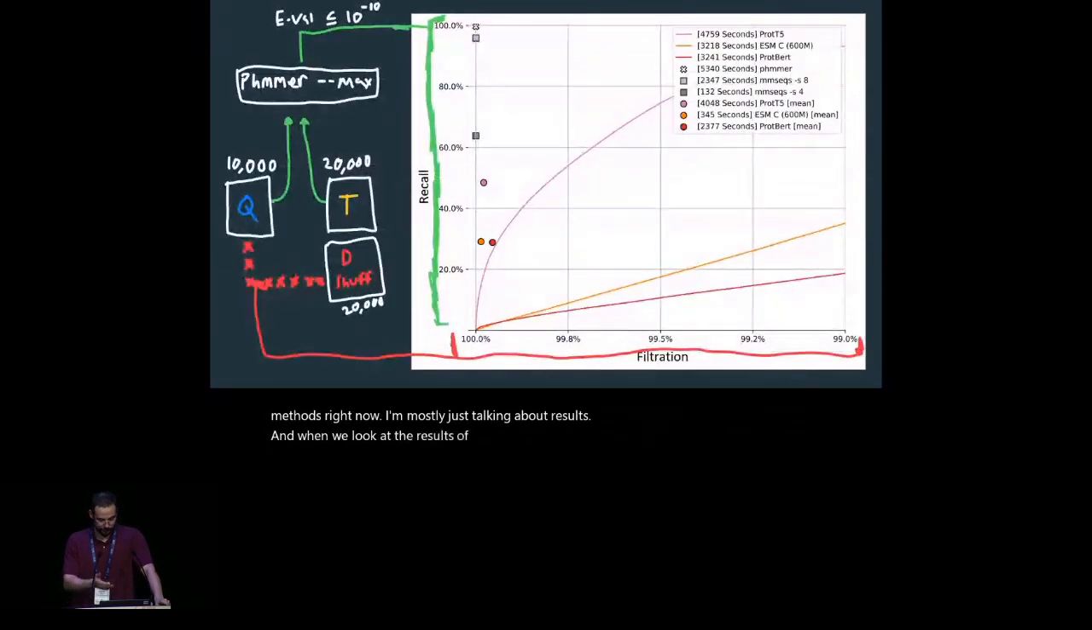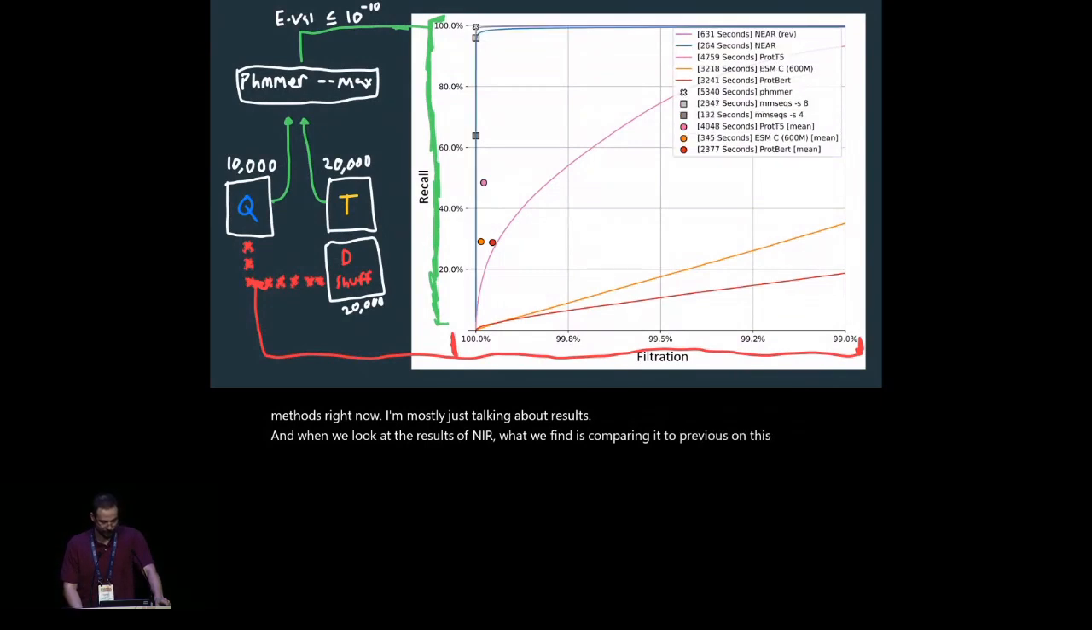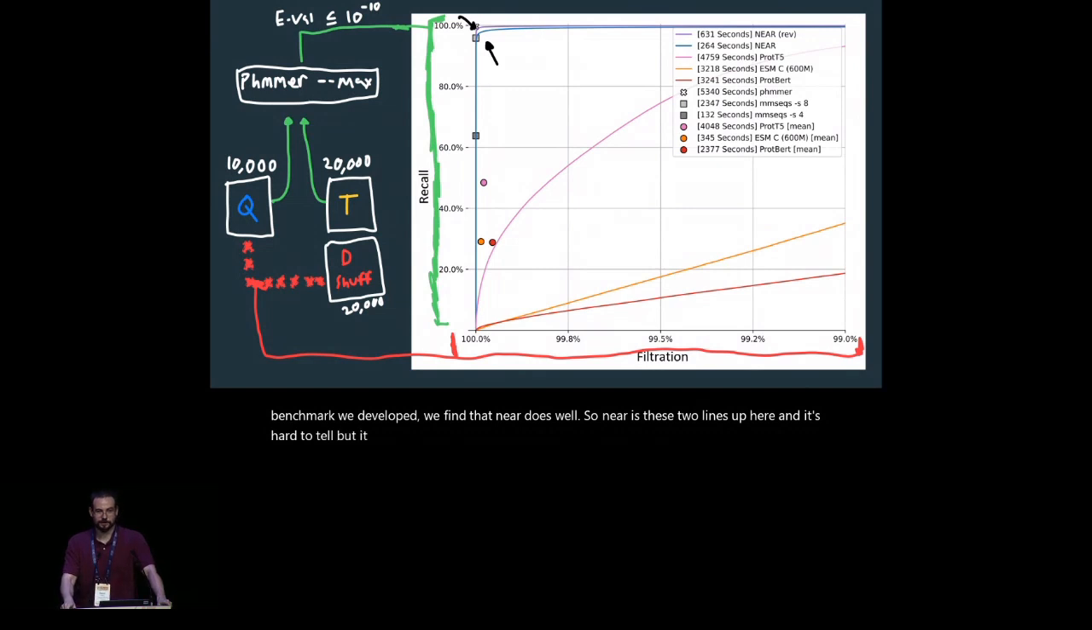I'm mostly just talking about results. And when we look at the results of NEAR, comparing it to previous methods on this benchmark we developed, we find that NEAR does well. So NEAR is these two lines up here, and it's hard to tell, but it asymptotes on the vertical axis, which is very, very good.